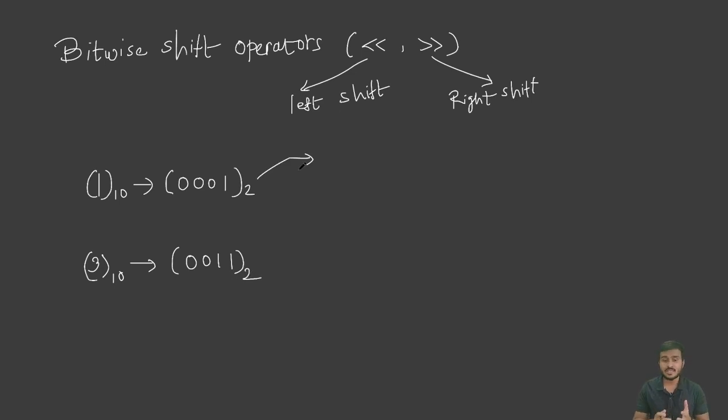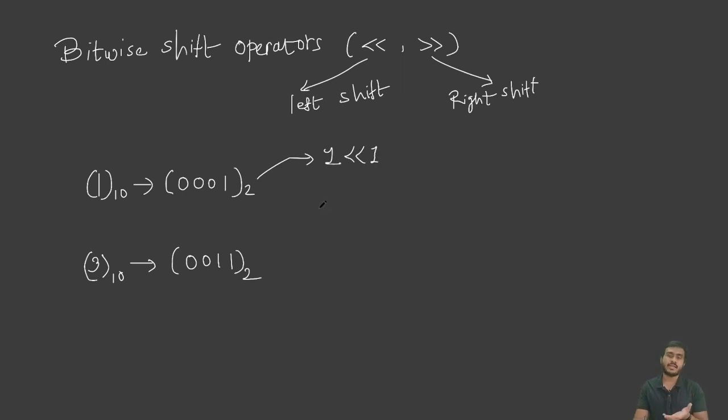Now let's first see the left shift operator. The left shift operator is a binary operator, so it takes 2 operands. Now what are these 2 operands? The first operand is the actual number, variable or constant on which you have to perform the shift operation. And the second operand is by how many places you want to perform the shift. In this case the number on which I have to perform the shift operation is 1, and let's say I want to shift by 1 place.